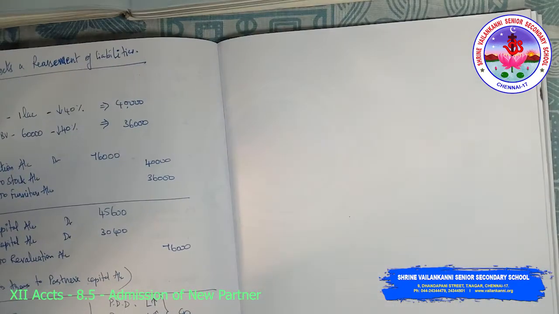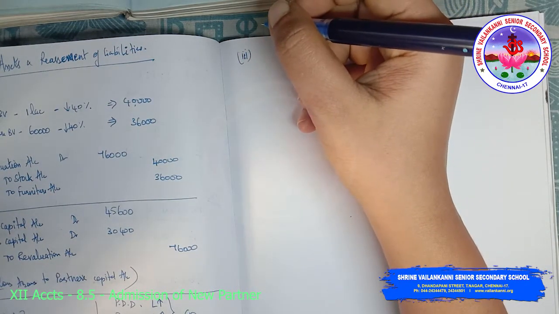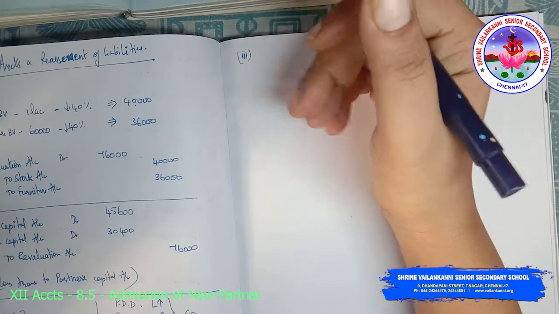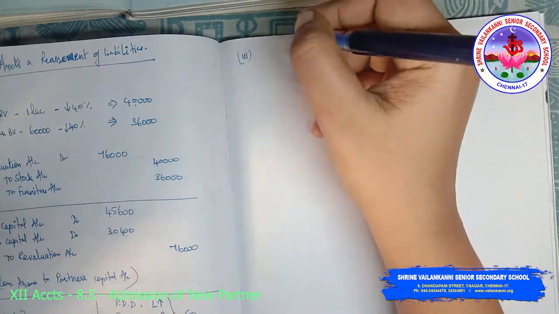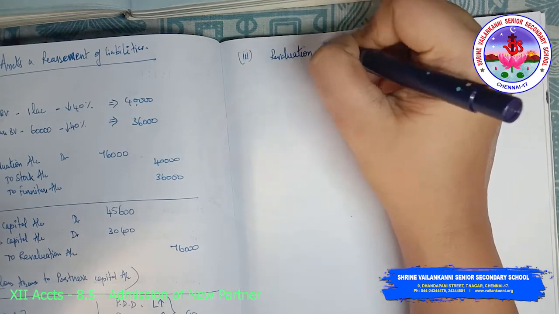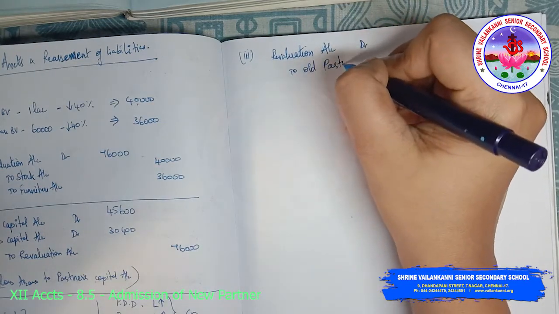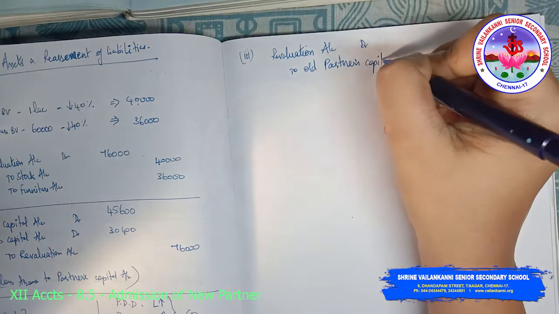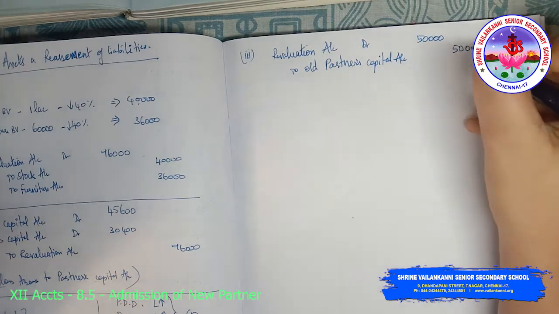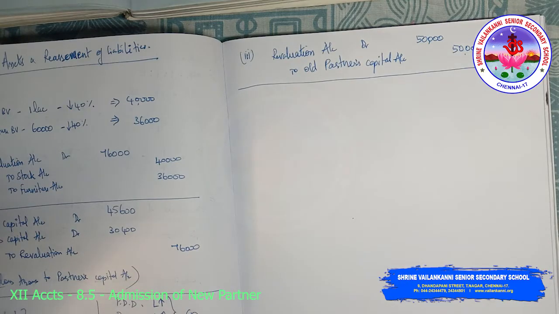So finally we need to write the revaluation transfer to partners' capital account. At the time of admission of C, they have just given C, they have not given the old ratio or anything. So we're just going to write it this way. Revaluation account debit to old partners' capital account. This is 50,000 and this is 50,000. Okay, so this is how you complete the problem.